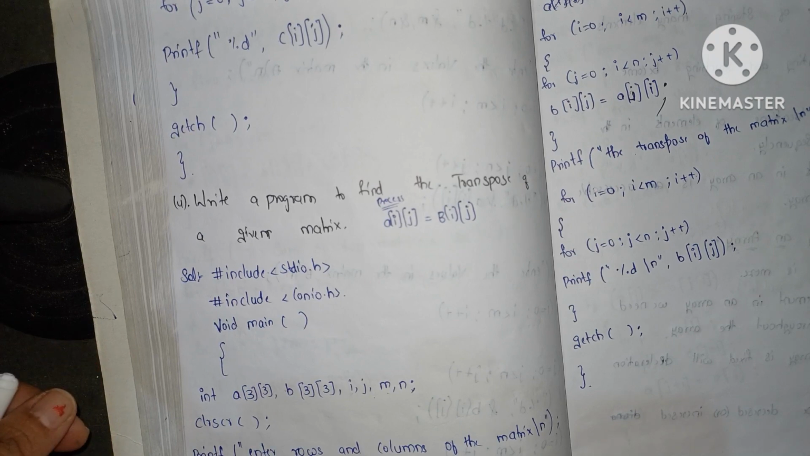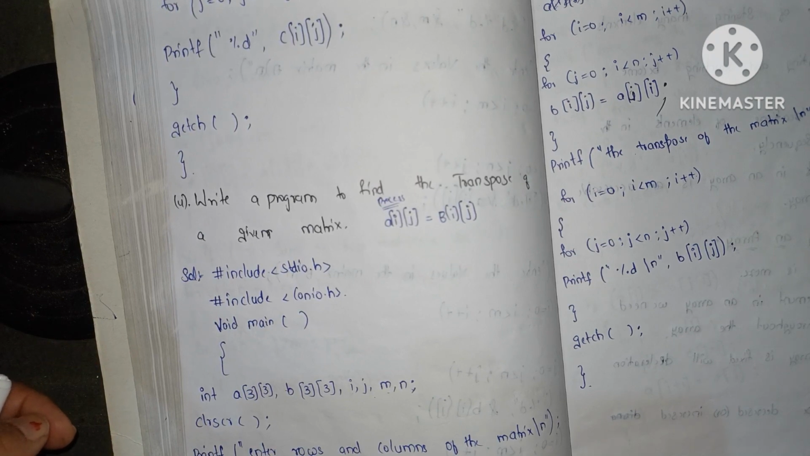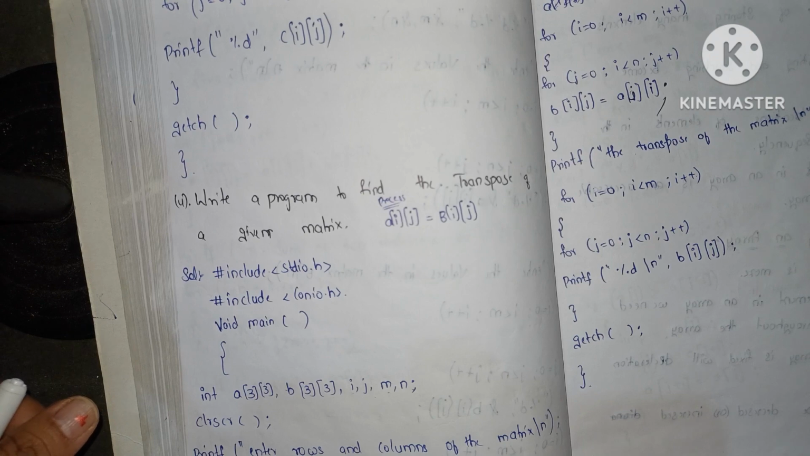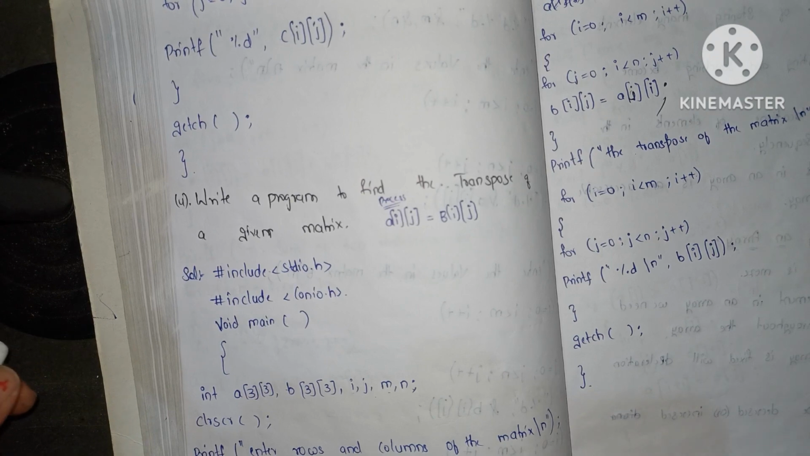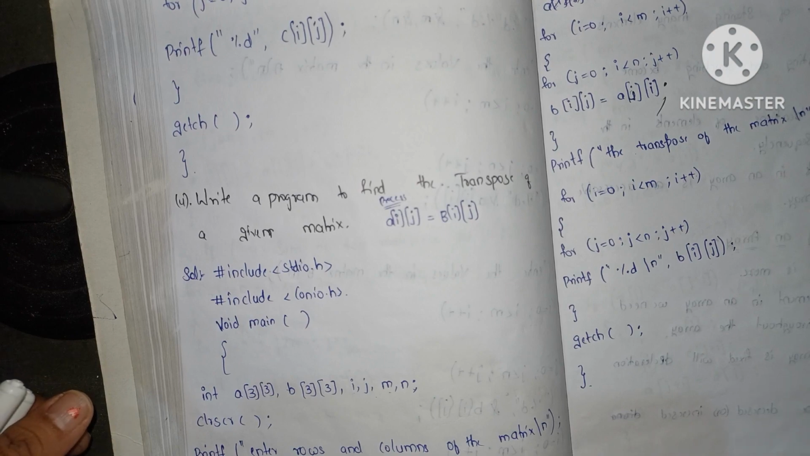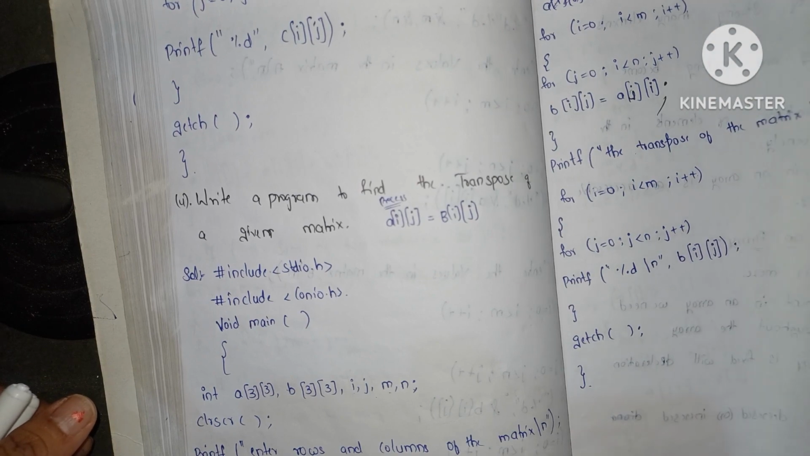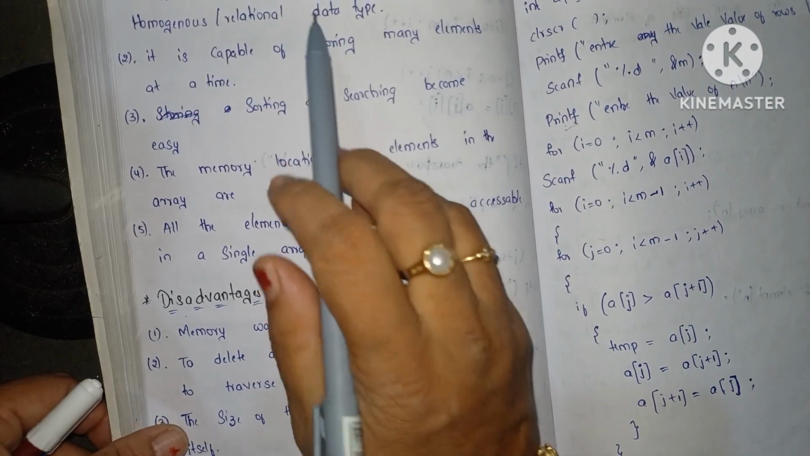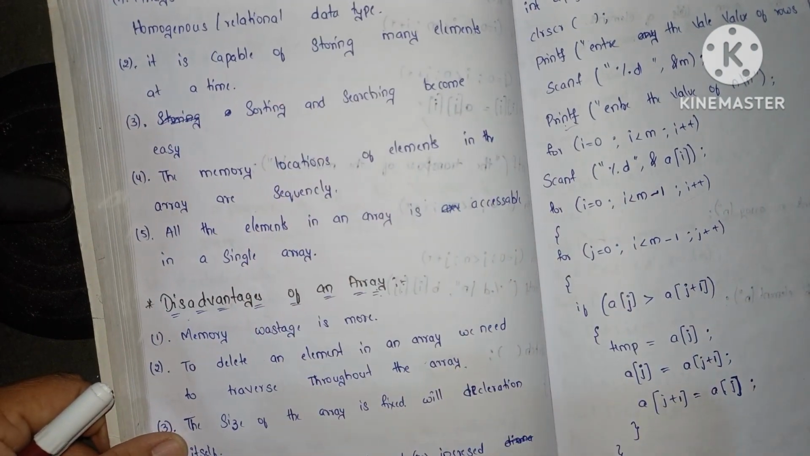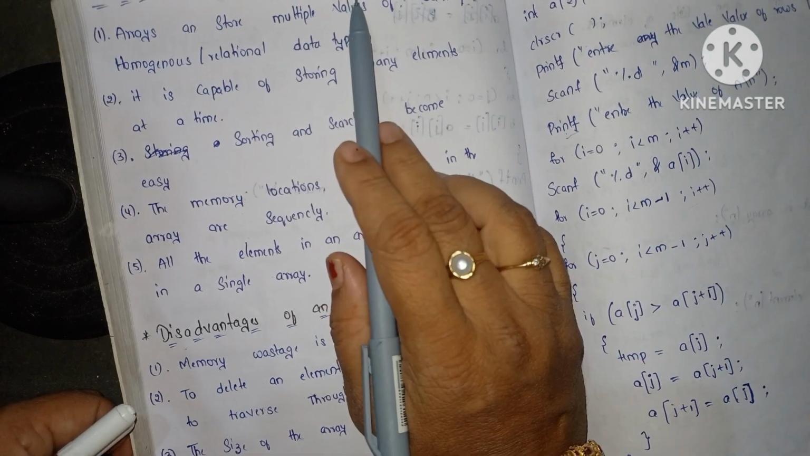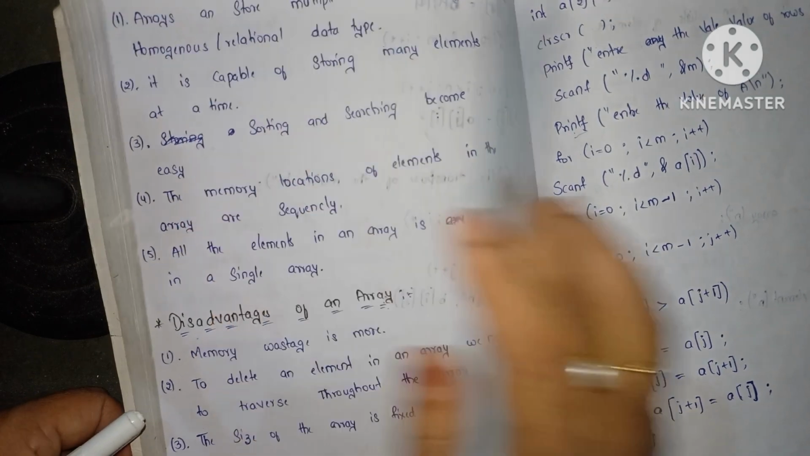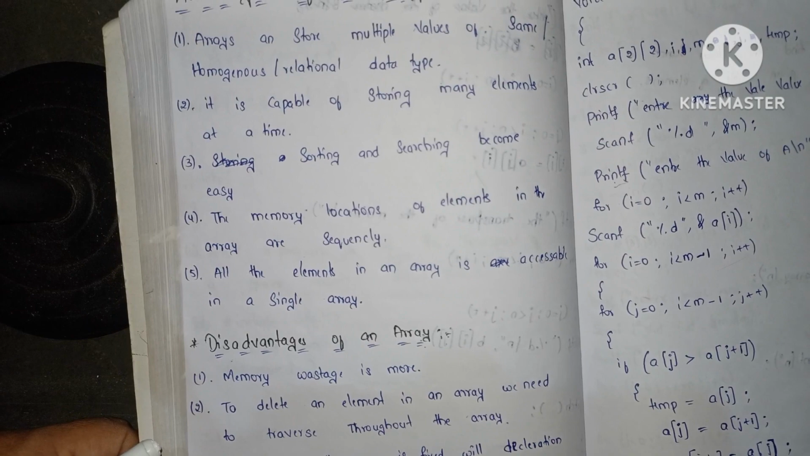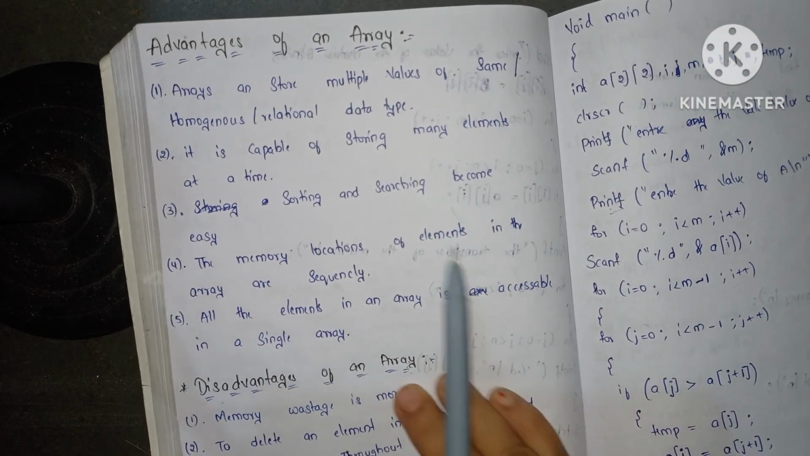So for arrays: what is the definition of an array, what are the types of arrays, how to create single dimensional arrays, how to create double dimensional arrays, and some example programs for double dimensional arrays. These topics are very, very important. Then what are the advantages of an array? These are some advantages. Short answers also, they ask: explain the advantages of an array.